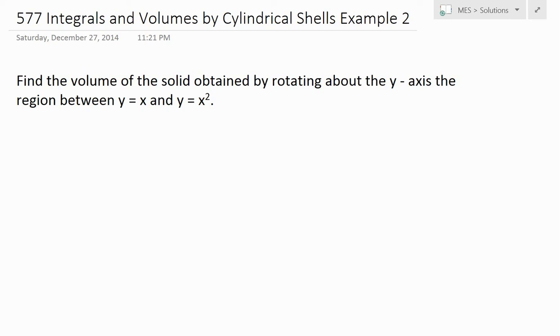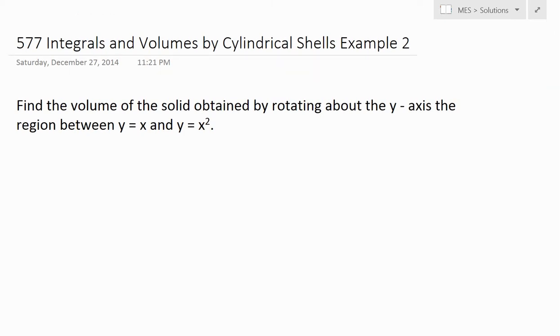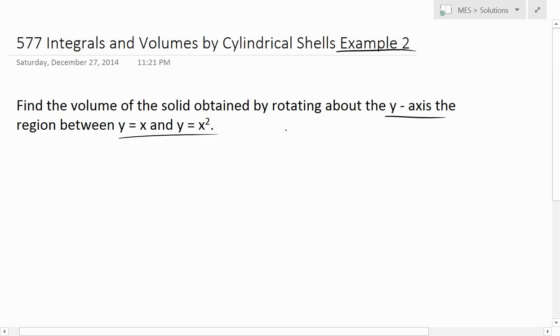We're going to discuss further into integrals and volumes by cylindrical shells, and now look at example 2 of the example series and solve this one, which states: find the volume of the solid obtained by rotating about the y-axis the region y equals x and y equals x squared. I've solved the volume of this region in previous examples, but now I'll use cylindrical shells.